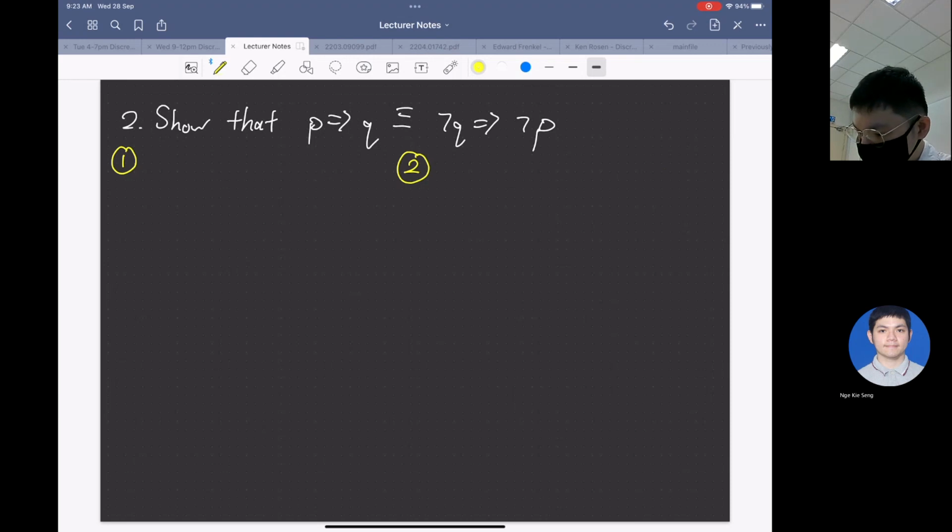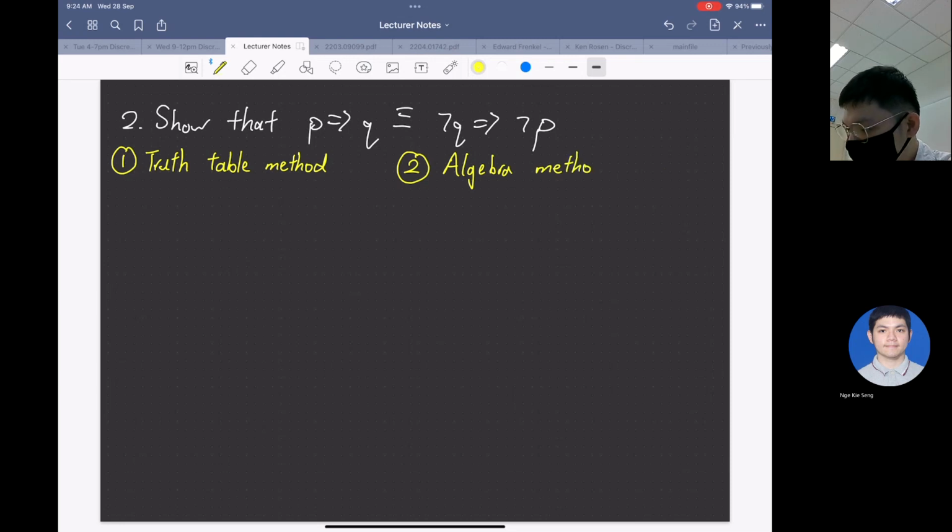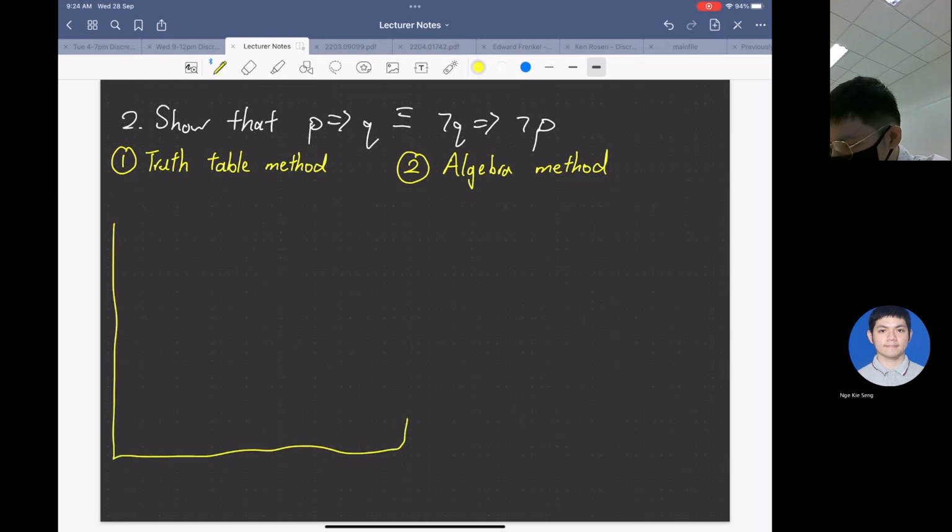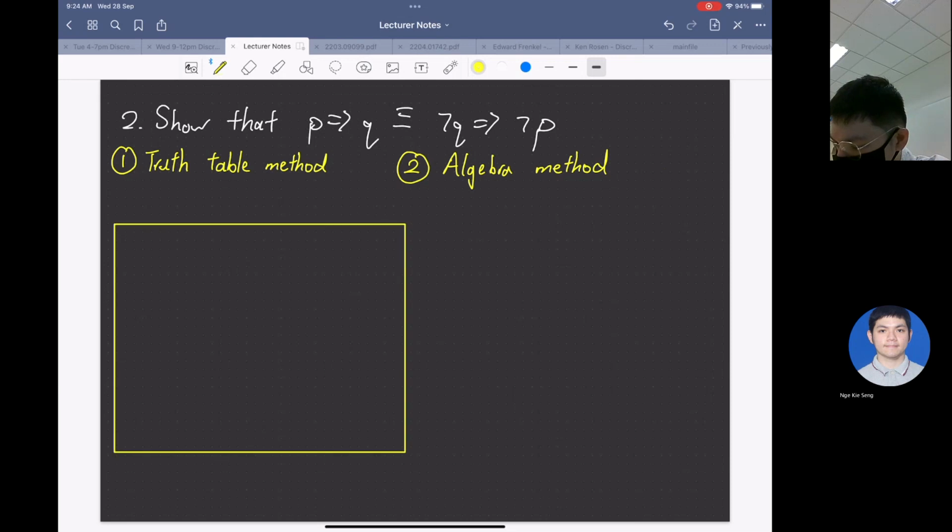Okay, so let's see. There are 2 ways to solve this question. First is to use the truth table method. Second is to use the algebra method. Do you want to see the first one first or the second one? First one, okay. The first one is the traditional method, showing from the definition. So similarly, let's start with the truth table.